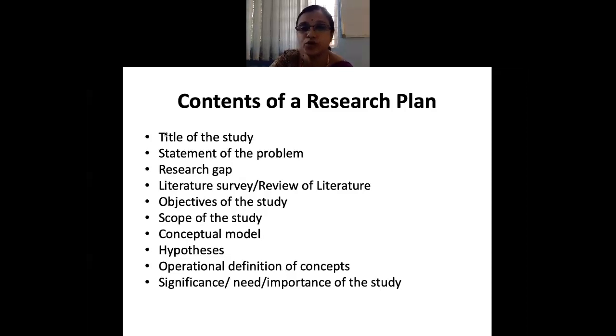So a research report must have a research gap, then a review of literature. Of course, the order changes with different universities. Some universities may opt for a different order. Of course, the content remains the same; you might change the order.